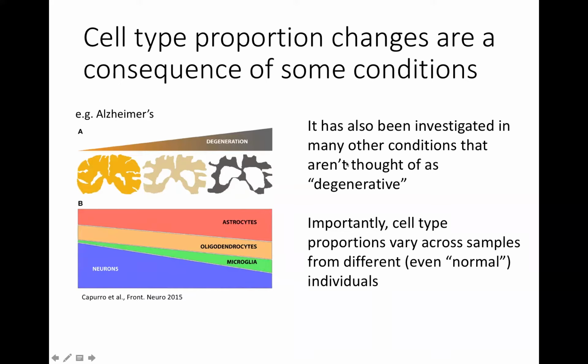And of course, this is something that's of interest even when there isn't something as obvious as neurodegeneration going on, that there might be these kinds of changes. And so I'll talk a bit more about this as well, that cell type proportions are also probably, there's good evidence they vary across samples from different individuals, even if they're normal. And so this is something that we want to try to both address as possibly a confound or as a phenomenon that might be the target of study.